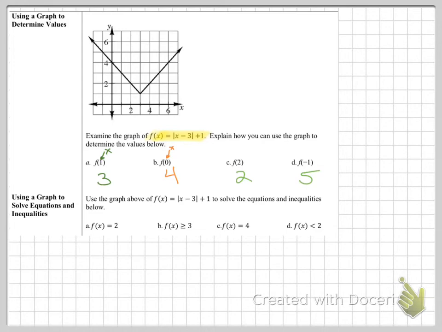Okay, hopefully you got 2. When you plug in 2, the graph hits at y equals 2. And for negative 1, the graph hits at 5.